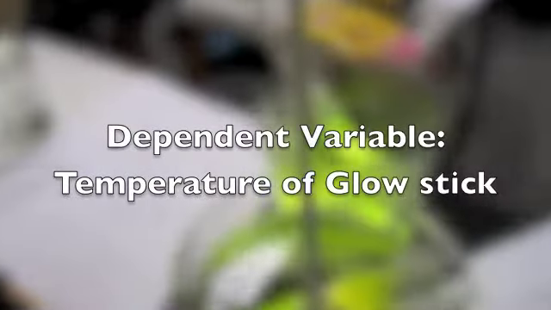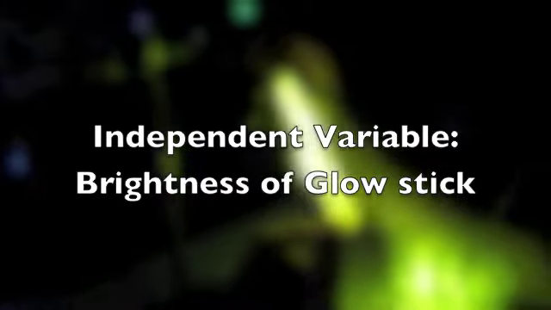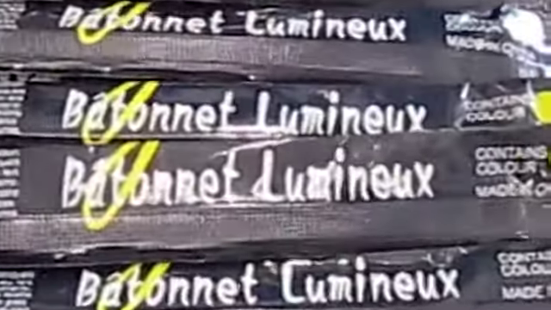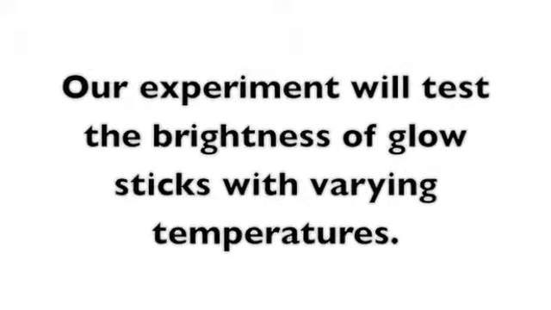Our dependent variable is the brightness of the glow stick. Our independent variable is the temperature of the glow stick. We have a variety of control variables. For instance, we will be using the same commercial glow stick. In addition, they will all be the same color. Our experiment will test the brightness of glow sticks with varying temperatures.